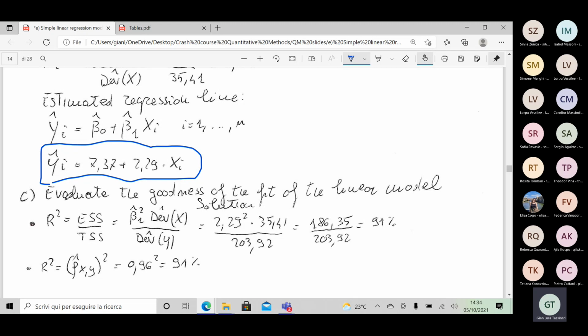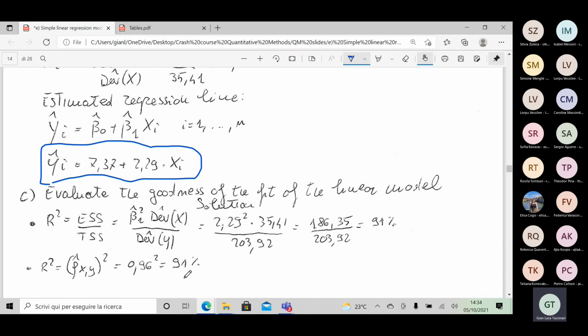Furthermore, in point B, we estimated the regression line, and we found out that beta 1 hat, the estimate of the slope of the regression line, is 2.29. So put here 2.29 and raise to the power 2. If you do the computation, obviously you get the same result.